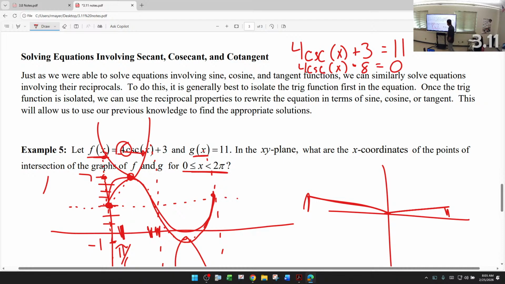Still graph sine. You still shift it. You still expand it by 4. And you still move it up 8 units. But you'll see easily where it crosses the x-axis then. I don't say easy, but easier. Okay?